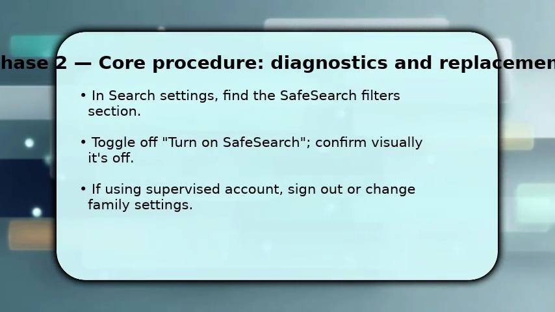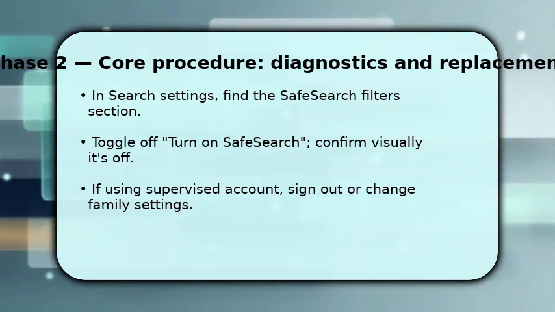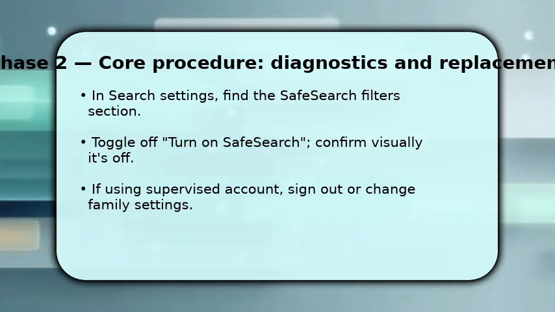Now you'll locate the Safe Search controls and switch them off. In Search Settings, find the Safe Search Filters section, then toggle off Turn on Safe Search so the filter is disabled. You should see the switch move and the setting read as off.